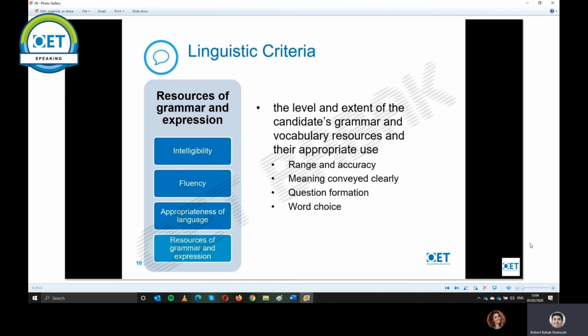Resources of grammar and expression is obviously the level of your grammar and vocabulary, which needs to be appropriate. So your range and accuracy: a good range and accurate. Meaning conveyed clearly. It means you can actually say what you mean clearly. Question formation, how you can make questions, and word choice, the choice of terminology. That is the linguistic criteria. Any problem with that? No, thank you so much. Okay, so that's quite obvious.